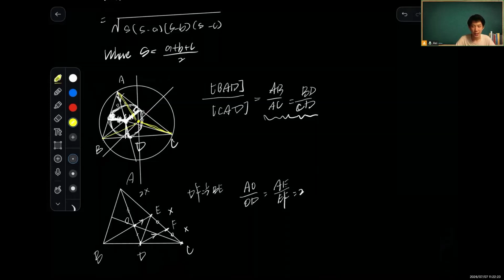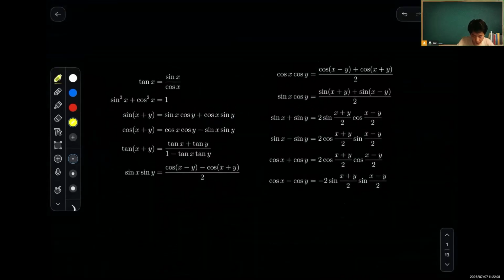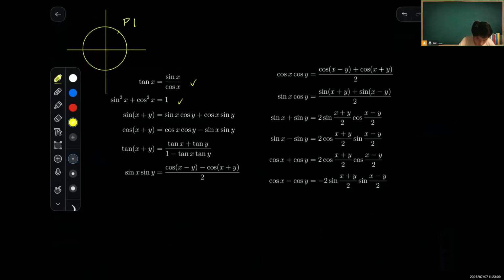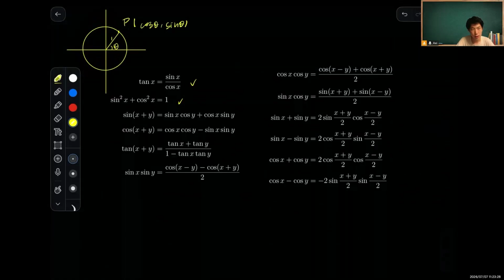The first two are very basic. Essentially, tangent of x is equal to sine of x over cosine of x, which is a definition-wise formula. And this is really easy to understand as well, because on the unit circle, as we mentioned in the lesson on complex numbers, any point on the unit circle has the coordinates cosine of theta and sine of theta. So naturally, since this length is 1, cosine squared of theta plus sine squared of theta is simply 1.